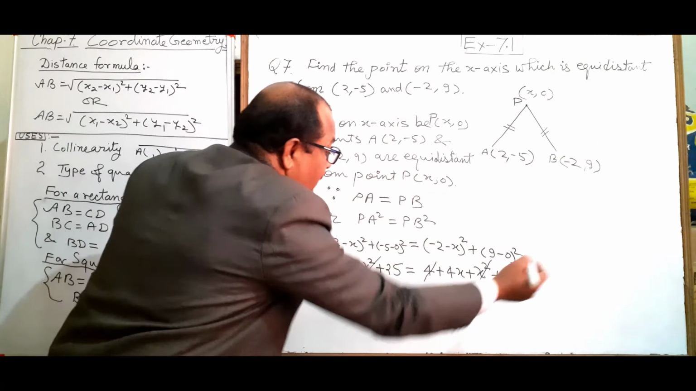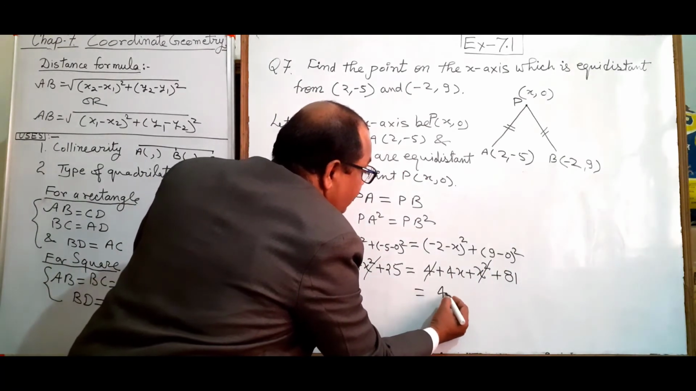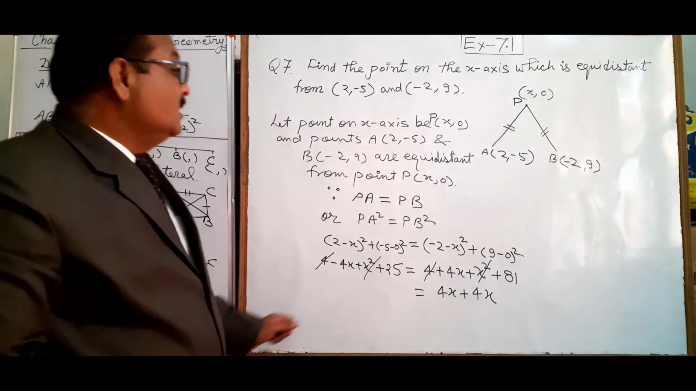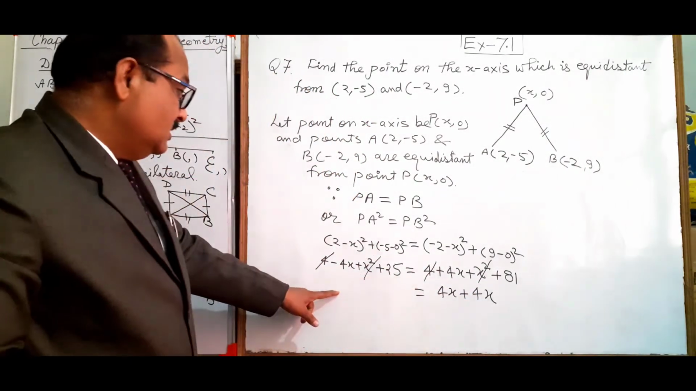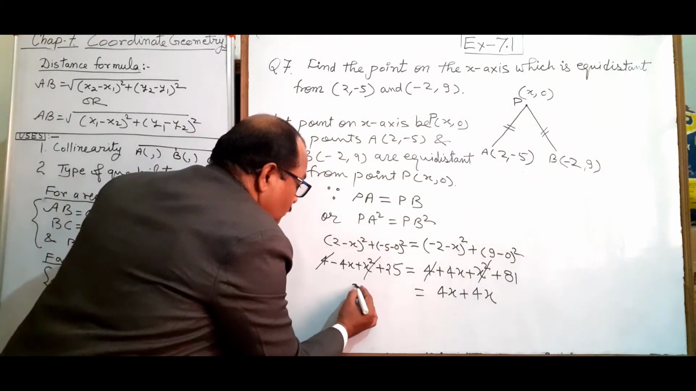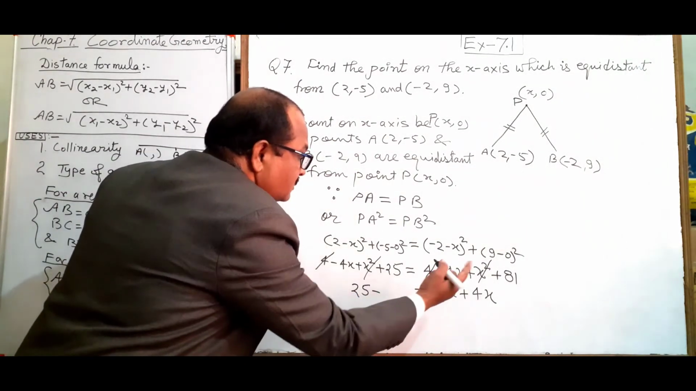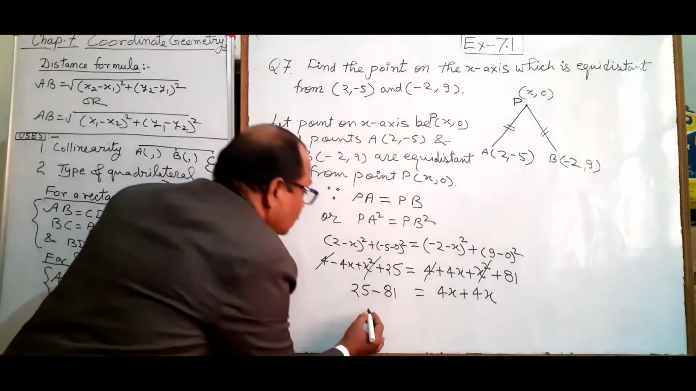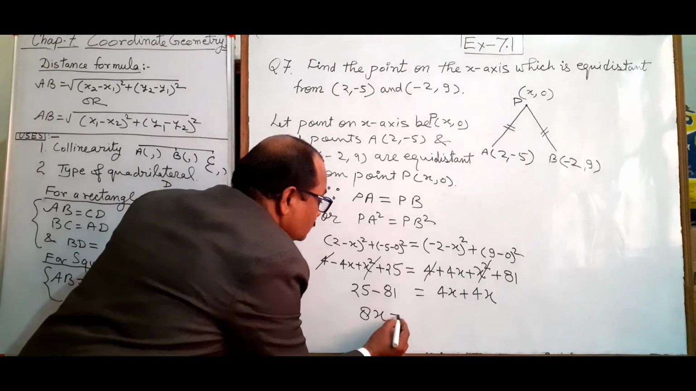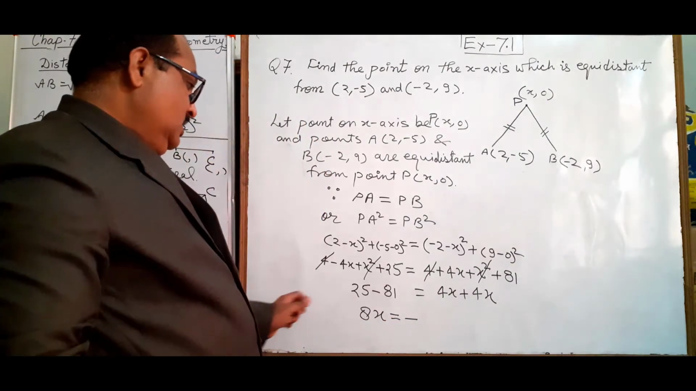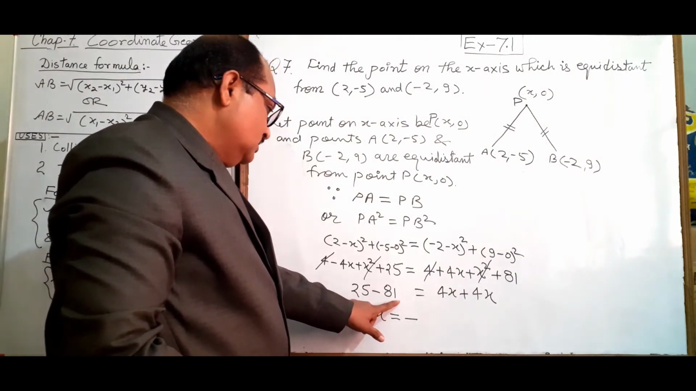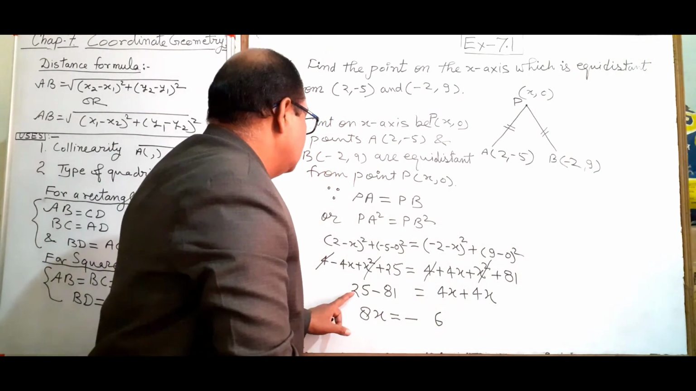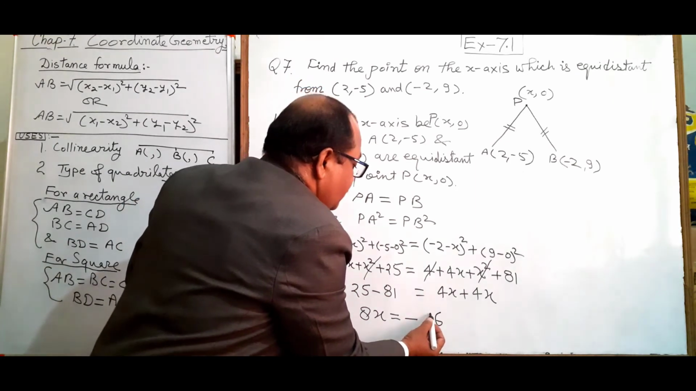So 4x I am taking that side and 4x is already here. So 4x plus 4x. Now 81 I am taking right hand side. So 25 minus 81. You can see 8x is equal to minus 56. Subtracting, 11 minus 5, 6, 7 minus 2, that is 5.